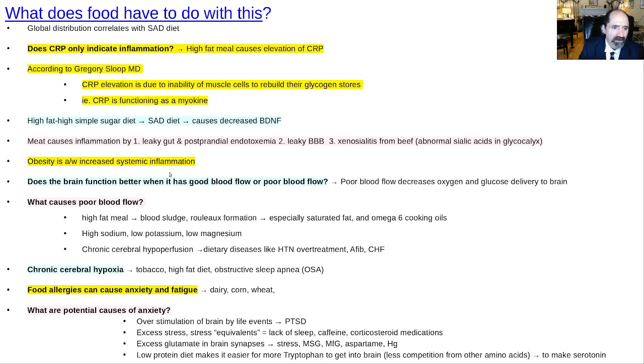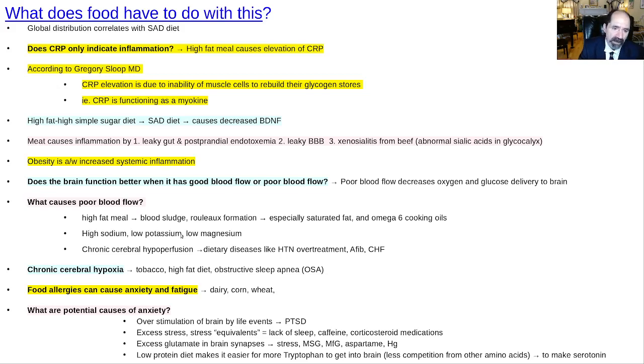Obesity is associated with increased systemic inflammation. Yeah, fine. The reason we're going to go into this inflammation stuff is because the hot new theory on depression is that it's caused by inflammation. Okay, does the brain function better when it has good blood flow or poor? Of course, good blood flow. Okay, what causes poor blood flow? We talked a little bit about this before. We'll go through it quickly.